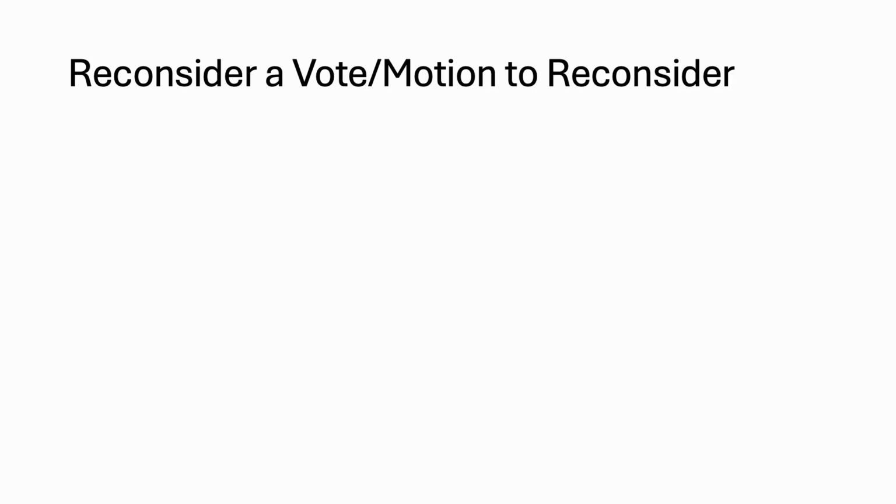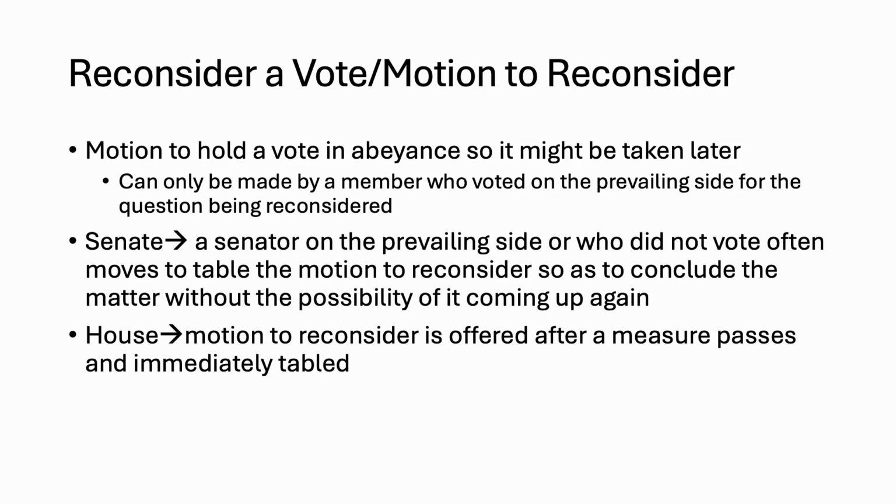Reconsider a vote, or motion to reconsider. Motion to hold a vote in abeyance so it may be taken later. Can only be made by a member who voted on the prevailing side for the question being reconsidered. In the Senate, a senator on the prevailing side or who did not vote often moves to table the motion to reconsider, so as to conclude the matter without the possibility of it coming up again. House. Motion to reconsider is offered after a measure passes and immediately tabled.